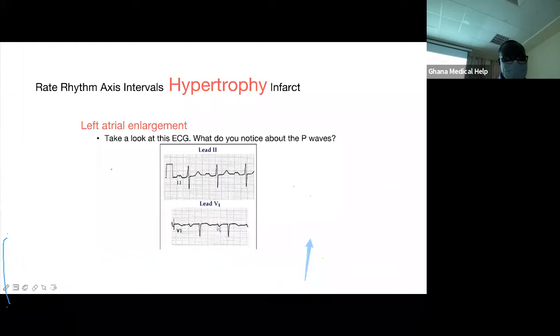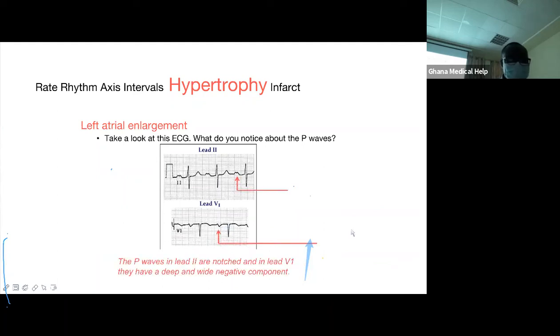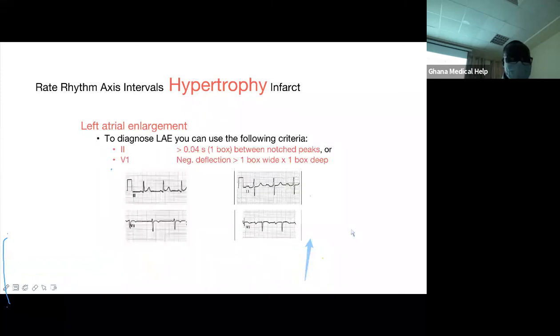Okay, so let's go on. So the one going down, you realize that is a bit broader, of a longer duration, and that represents the left atrium, and it is bigger and broader than the right one. All right, so let's move on. So the P waves in lead 2 are notched, and in lead V1 they are deep and wide, and of course that goes for left atrial enlargement. The thing is simple if you take it bit by bit. If you want to combine everything, then it becomes a problem.